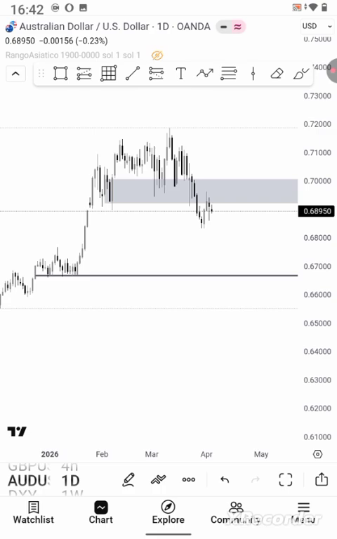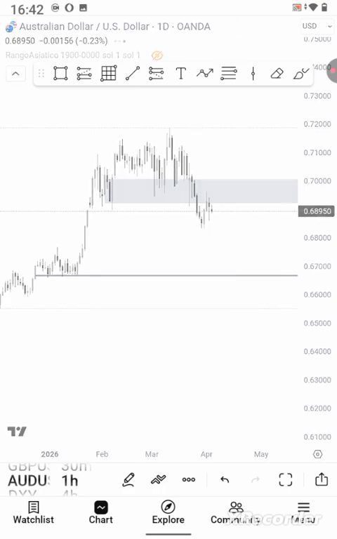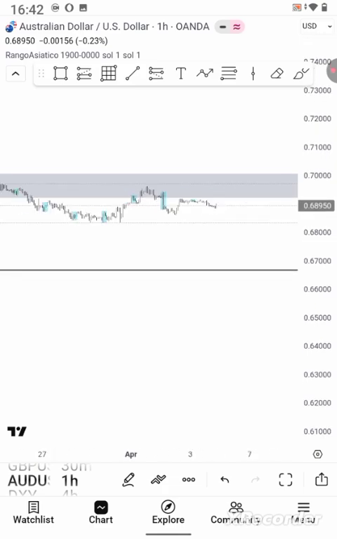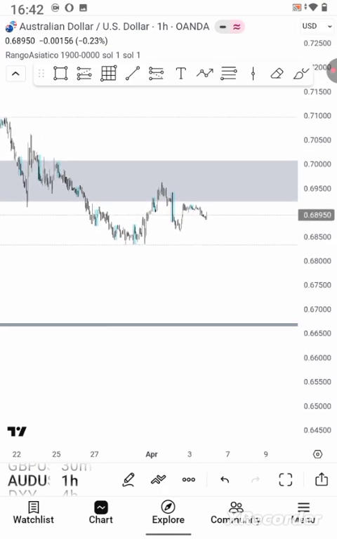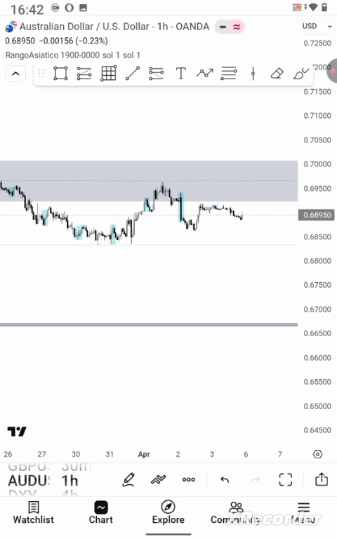Okay, so let me go to 1 hour time frame. So that was the daily time frame. Let me go to 1 hour time frame. So as you can see that zone I marked, this is it here. Okay, so let's look at the market structure here.